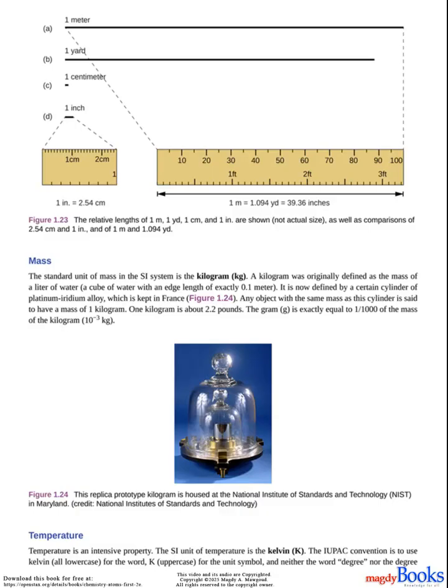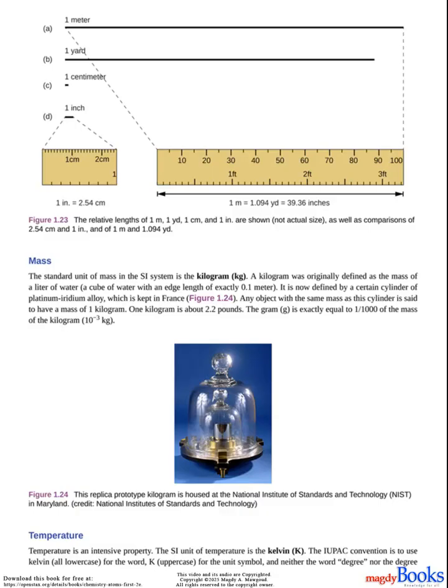B. Mass. The standard unit of mass in the SI system is the kilogram, kg. A kilogram was originally defined as the mass of a liter of water, a cube of water with an edge length of exactly 0.1 meter. It is now defined by a certain cylinder of platinum-iridium alloy, which is kept in France, figure 1.24. Any object with the same mass as this cylinder is said to have a mass of 1 kilogram.